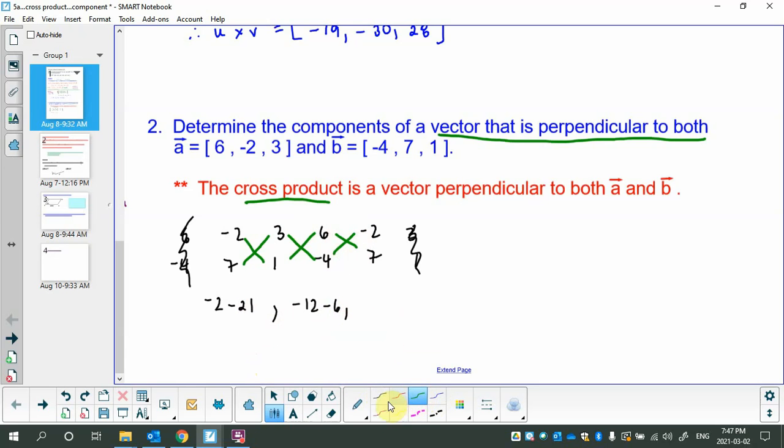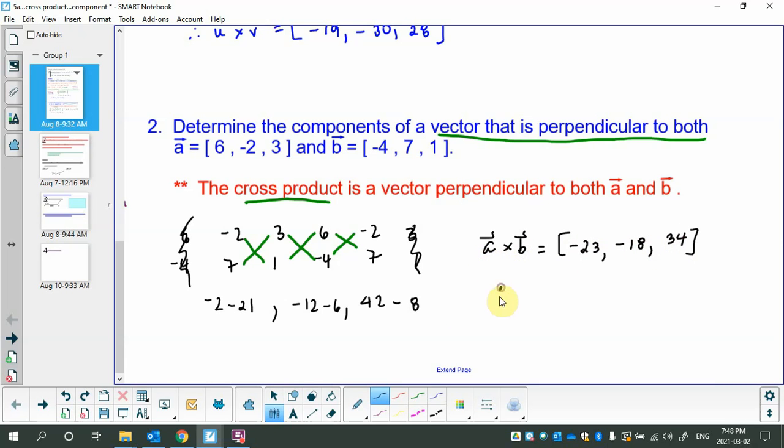Right first, minus left. Be careful with these signs. Minus 8. So, A cross B, vector A cross vector B, is negative 23, comma, negative 18, comma, 34. Which doesn't really answer the question, because the question didn't ask us for cross product. Exactly. It said, determine the components of a vector that is perpendicular to both of these other vectors.